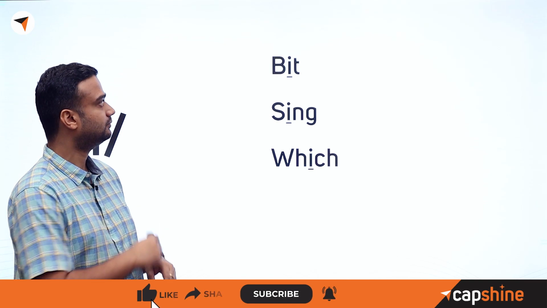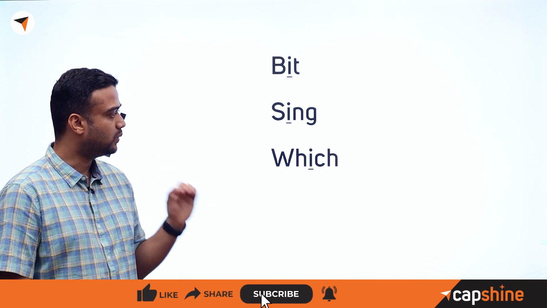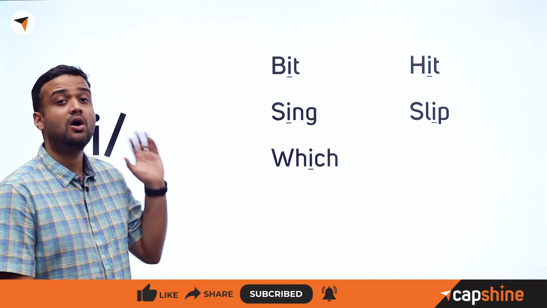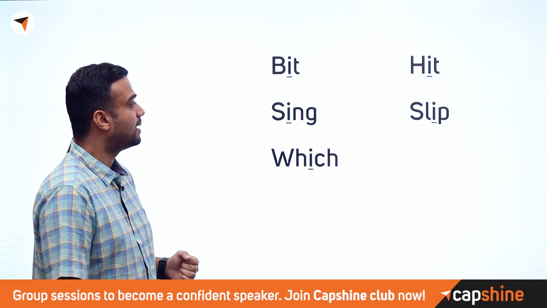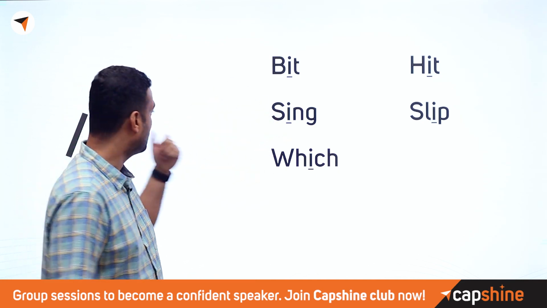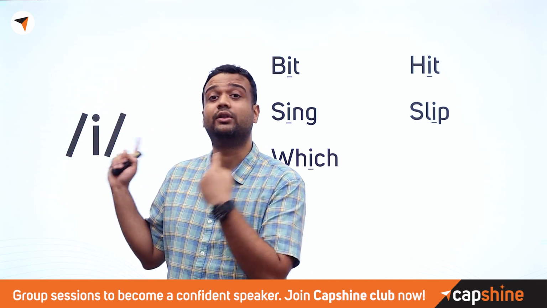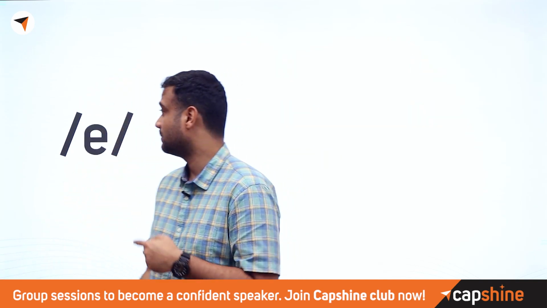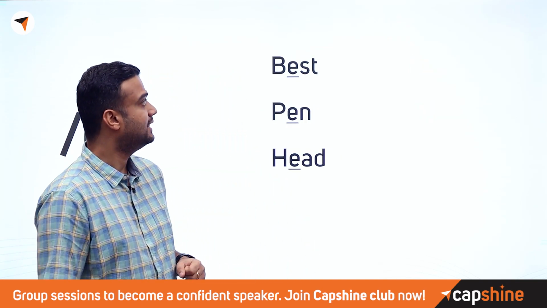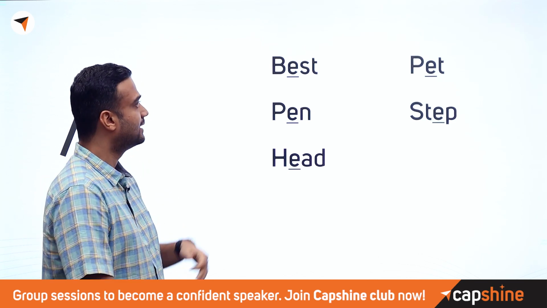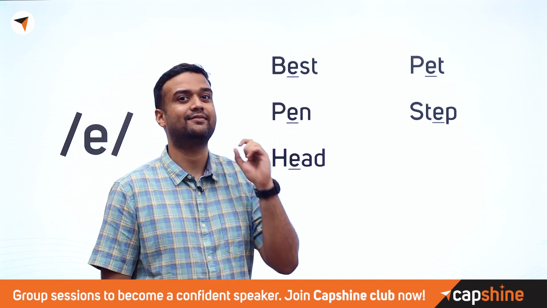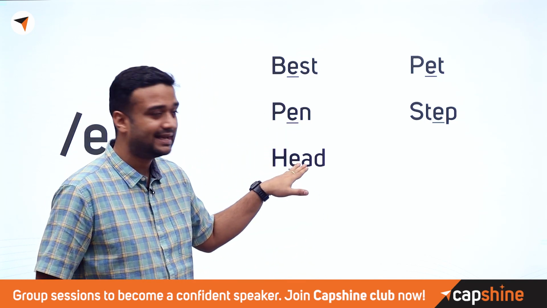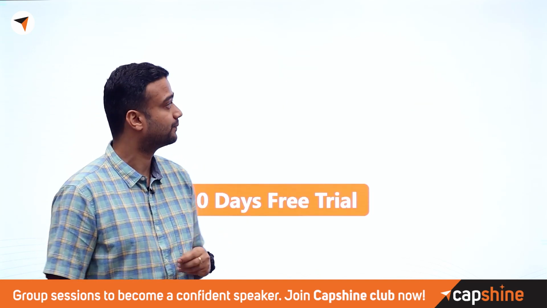So there are multiple of these. I, for example, bit, sing, which, hip, slip. All of these use the I sound. These will always have the same sound when it has this phonetic letter or this sound in it. What about the E sound? Well, these are some words that have the E sound. Best, pen, head, pet, step. All these have the E sound. Even though this has an E and an A, all of these have an E sound.